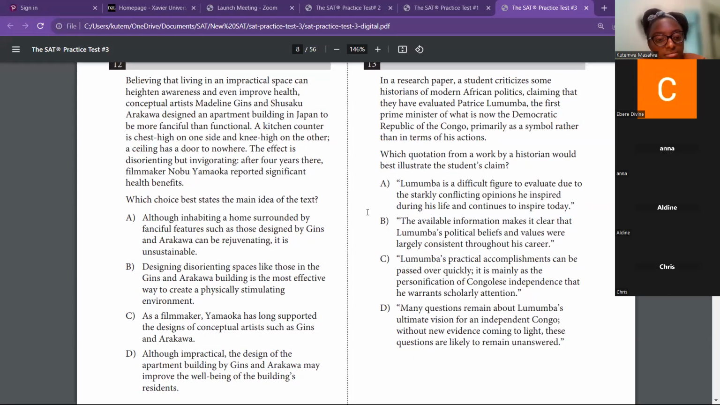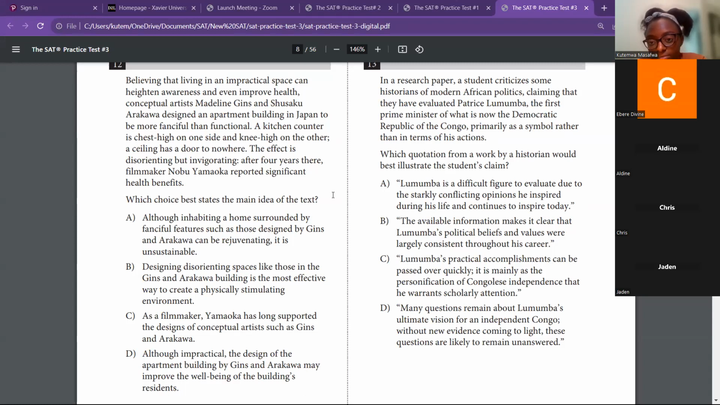Okay, anyone want to defend D? Yes, ma'am. It says in the passage that they're designing them to be more fanciful than functional. It means it already says it's not going to function, as D says it's impractical. And then it says the effect is disorienting, however invigorating. It means that despite its impracticality, it's also health beneficial, which is invigorating.